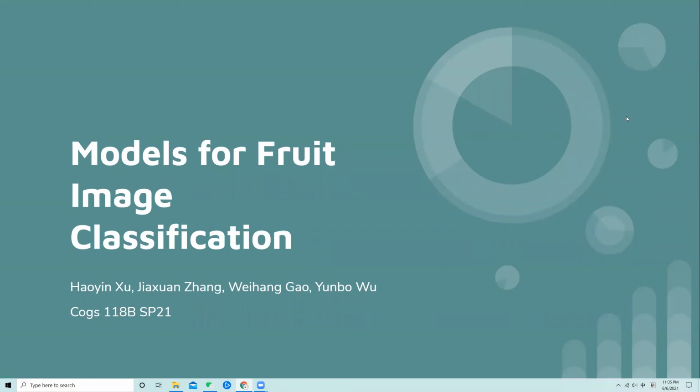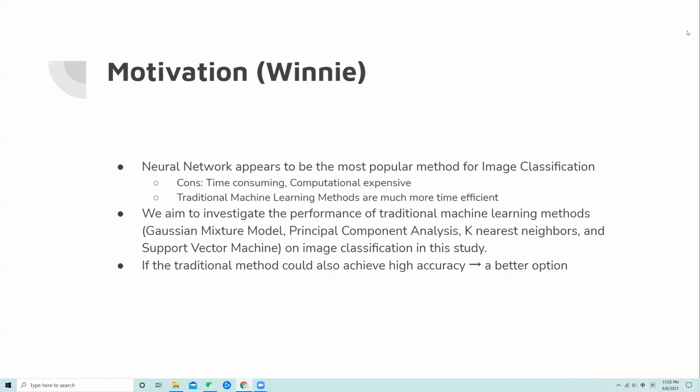Hello, so our project is about models for image classifications. Motivations. So now when we talk about image classifications, neural networks seem to be the most popular method. Although it is proved to be quite effective, there is also a disadvantage: it is time consuming and also computationally expensive.